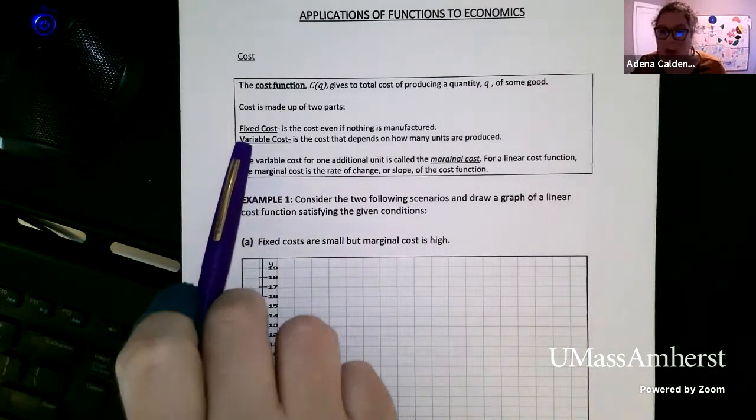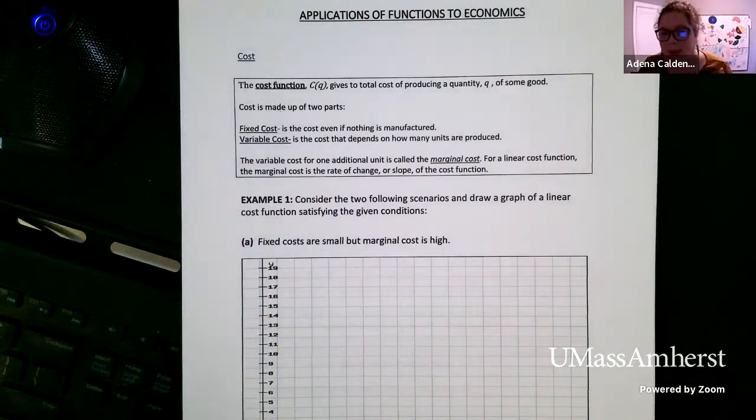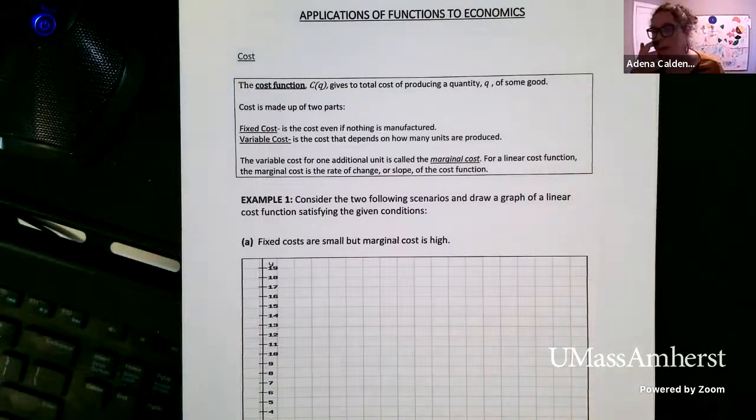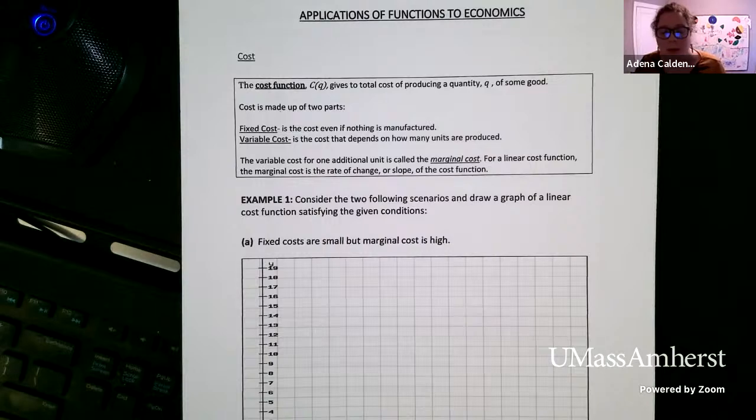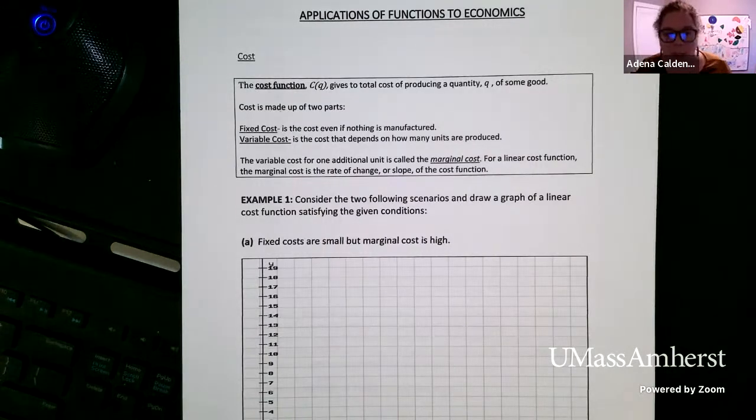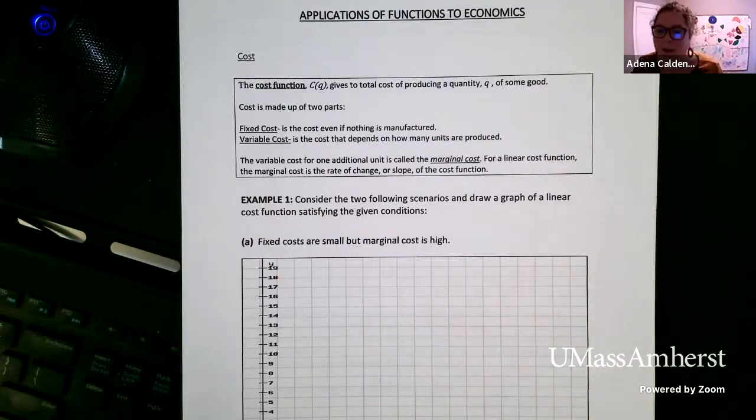So the fixed cost is going to be your cost even if you have not made anything, right? So this might be like buying a warehouse, right? You only buy it once. It might be some sort of fancy machine that's used to put all the strings in. You buy that one time, right? So fixed cost is anything you pay sort of upfront before you make anything.